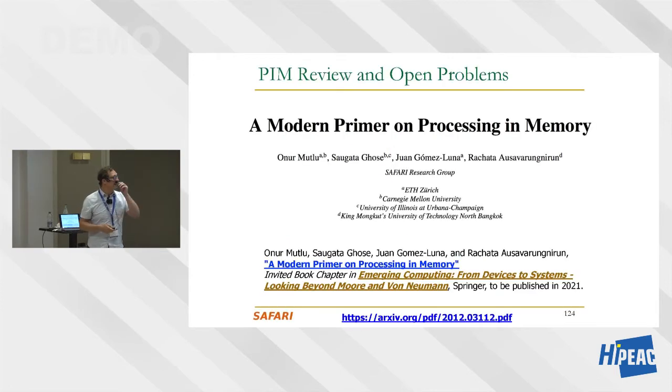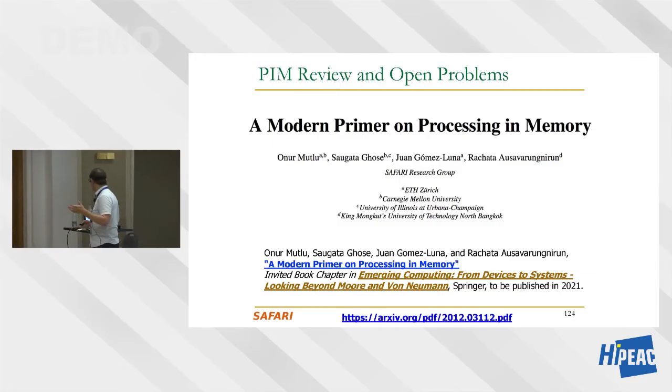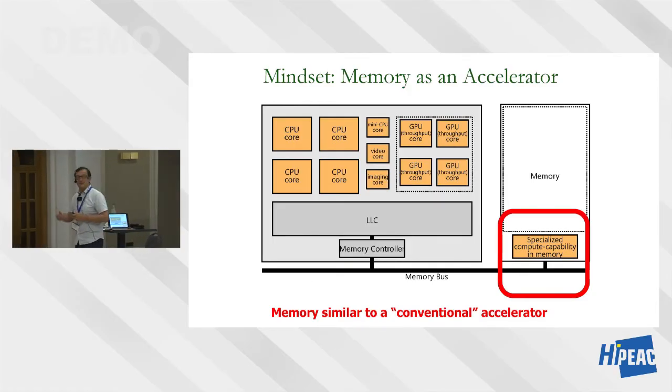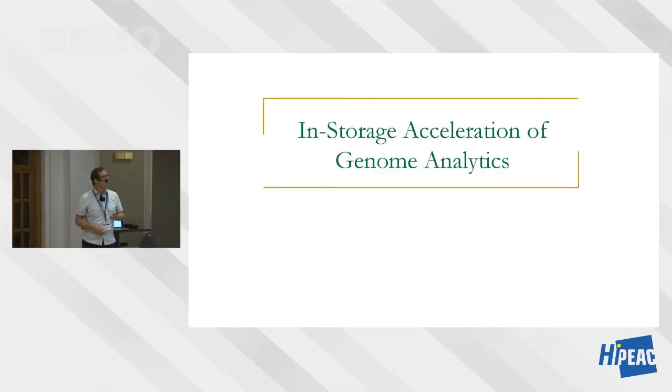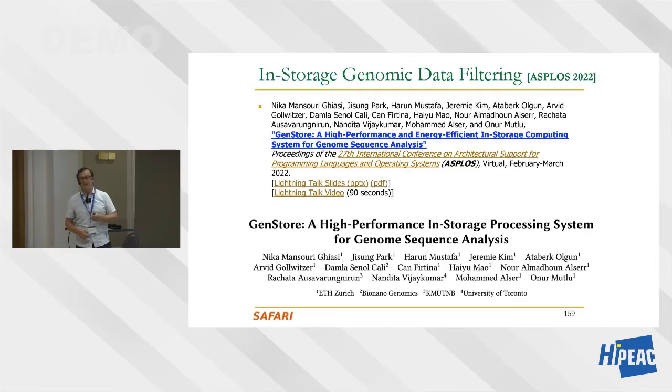So, processing near memory. We were covering a lot of things. And as I said, we're not going to cover everything, but today we're going to cover some more, and then we're going to talk about some adoption challenges. We were thinking of memory as an accelerator. And remember, the last thing we covered was in-storage acceleration of genome analytics. This was the paper we covered, GenStore, at ASPLOS 2022.